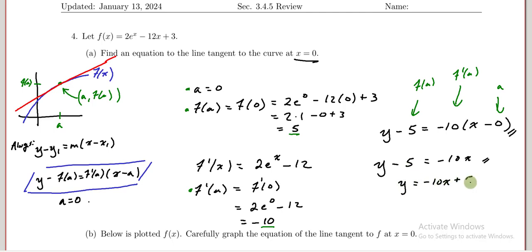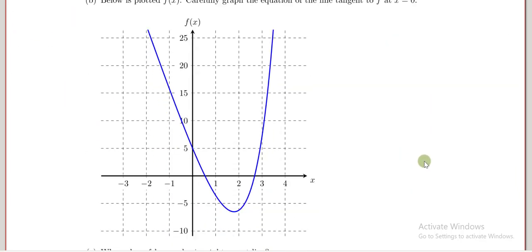To do that, I'll distribute this minus 10 through if necessary, and then add this 5 over and collect like terms. So here is our equation of the tangent line at x equals 0. We can now go look at the graph of this function and see exactly that.